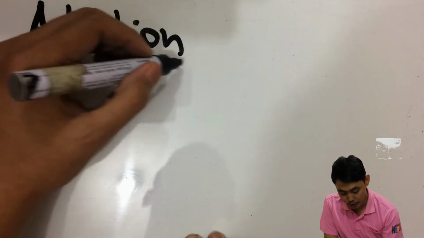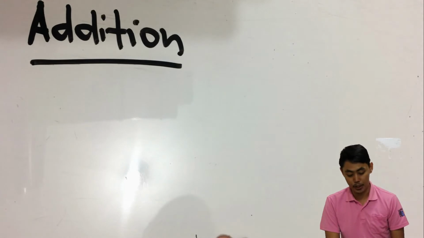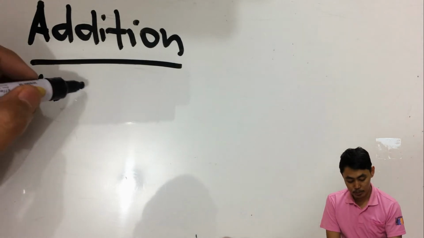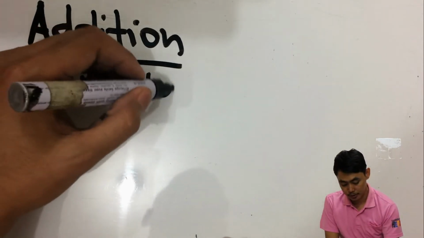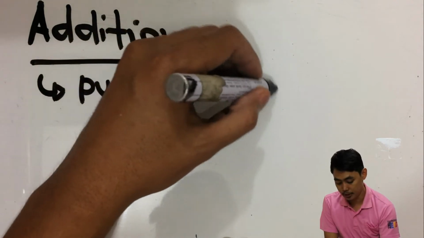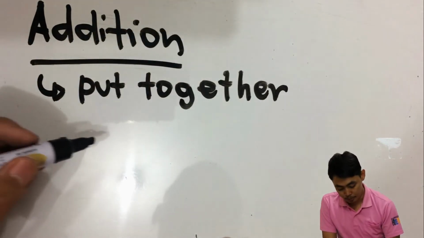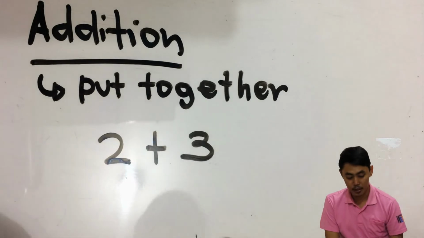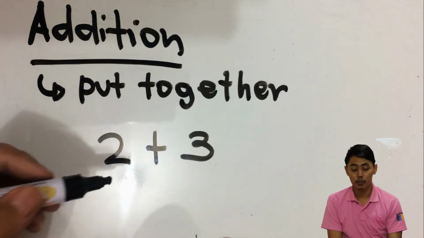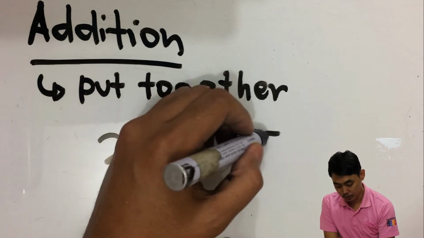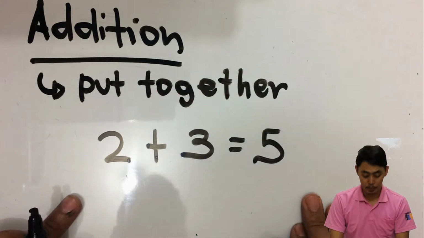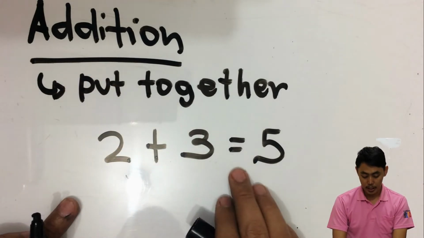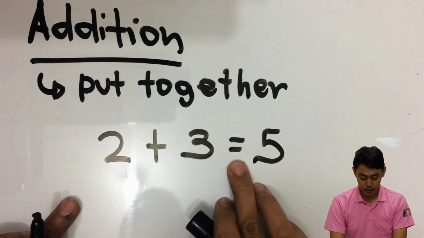Now, addition is one of the 4 fundamental operations in mathematics or arithmetic. Addition simply means we put together numbers. So, for example, we would have 2 here and we will have a number 3 here. So 2 plus 3 is equal to 5. So this is the process of addition. Addition uses the plus symbol and it also uses the equal symbol.